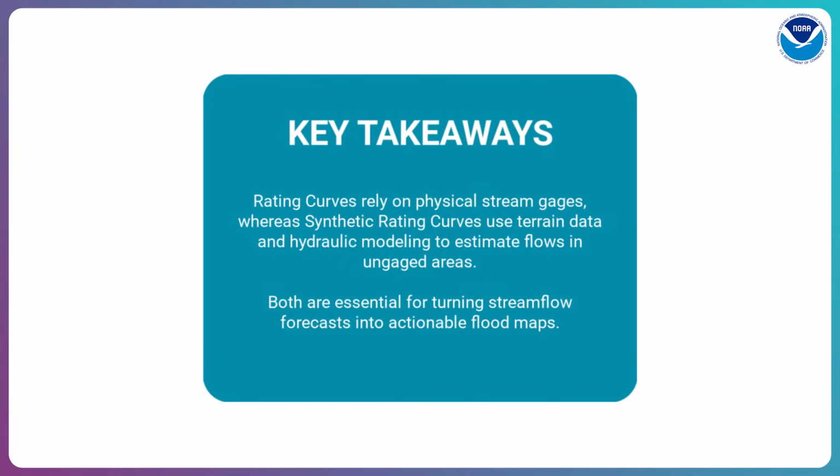In this lesson, we explored how rating curves connect streamflow to water level. Conventional rating curves rely on physical stream gauges, whereas synthetic rating curves use terrain data and hydraulic modeling to estimate flows in ungaged areas. Both are essential for turning streamflow forecasts into actionable flood maps.